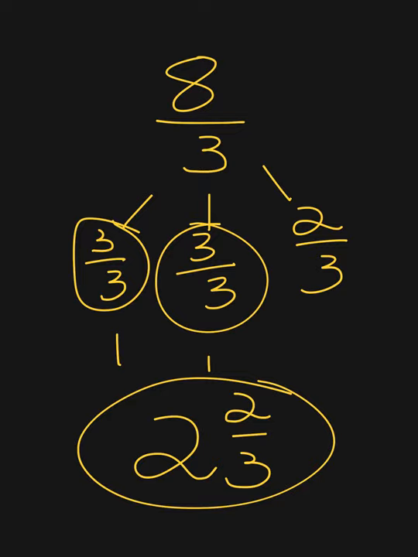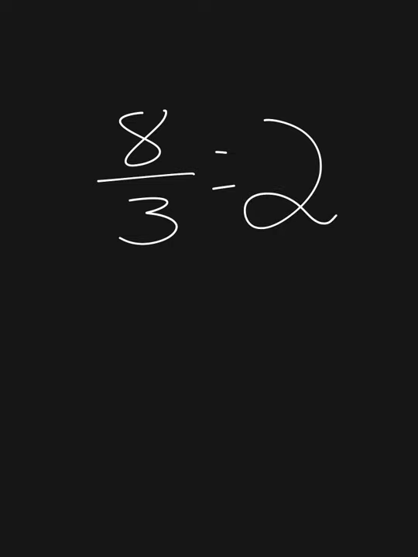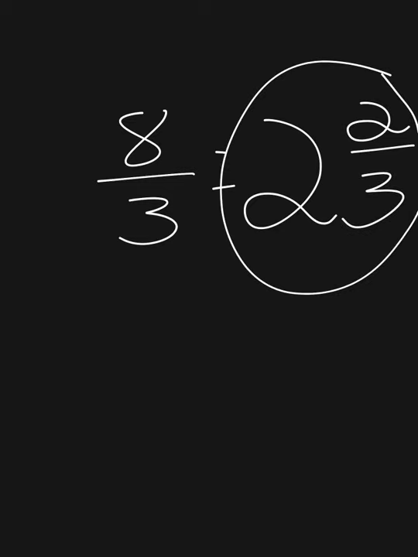There are some shortcuts with this. I can say 8/3 is the same thing as saying how many 3's are in 8? 3, 6, okay. There's 2 wholes, and then there are 6, 7, 8. There's 2 left over. Hopefully that helps.